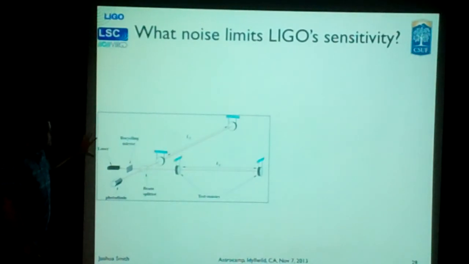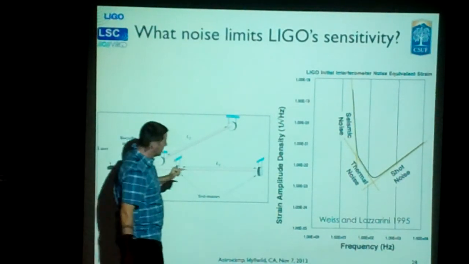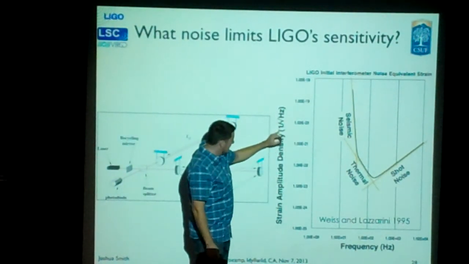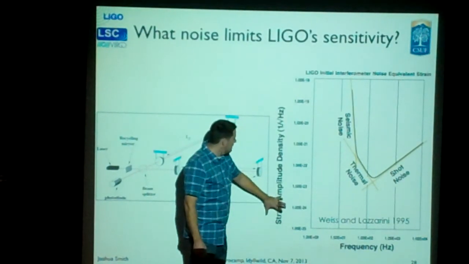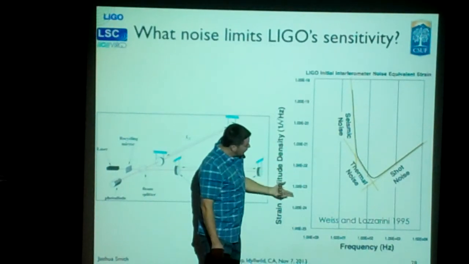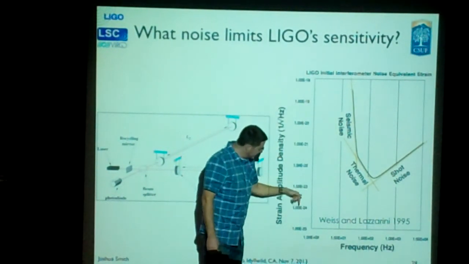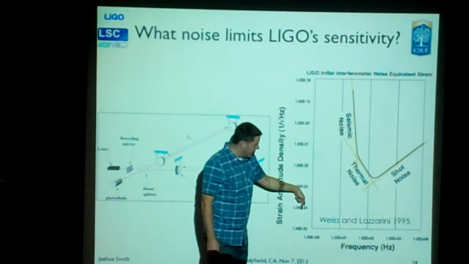So what is the limit for this in terms of sensitivity? Now I'm going to show a plot. I'll just walk through this. Along this axis is the strain sensitivity in some strange units. As you go down, we get more sensitive. So what we'd like is to get more sensitive. We'd like to get as low on this axis as we can.